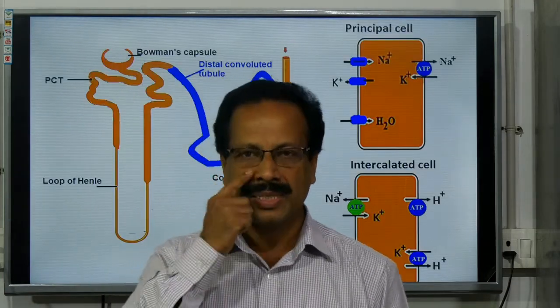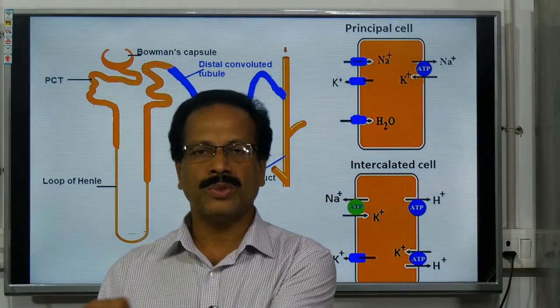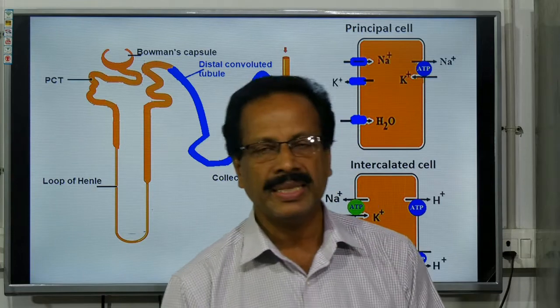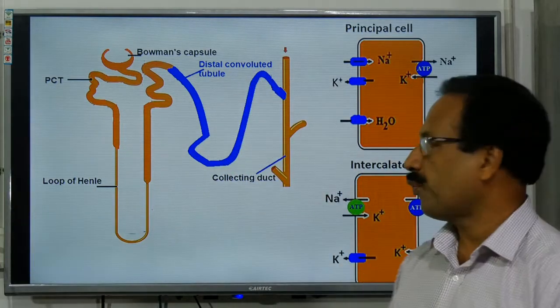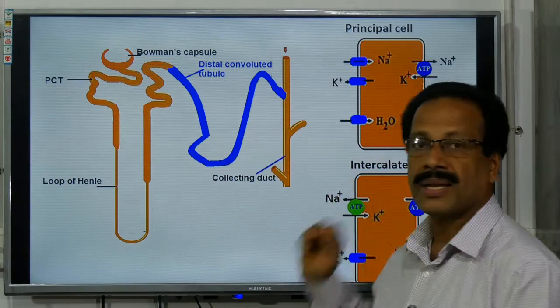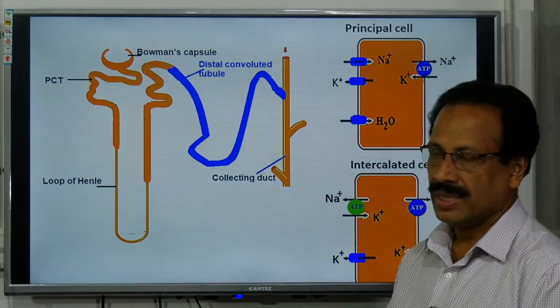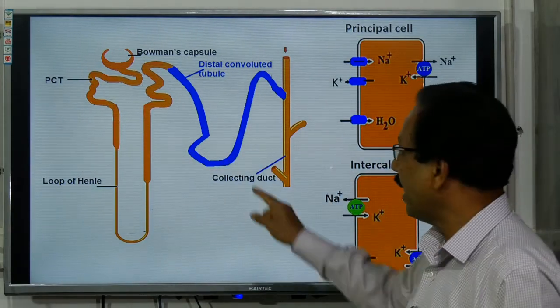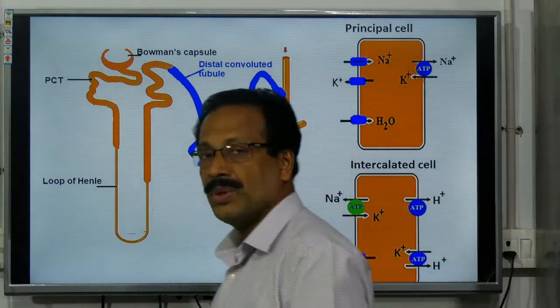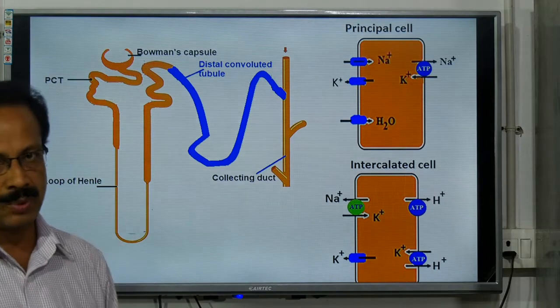Then, how does this antidiuretic hormone control the water reabsorption? This antidiuretic hormone, or ADH, exerts its effect on the distal convoluted tubule as well as on the collecting duct. In the distal convoluted tubule, the late part is responsible for water reabsorption.